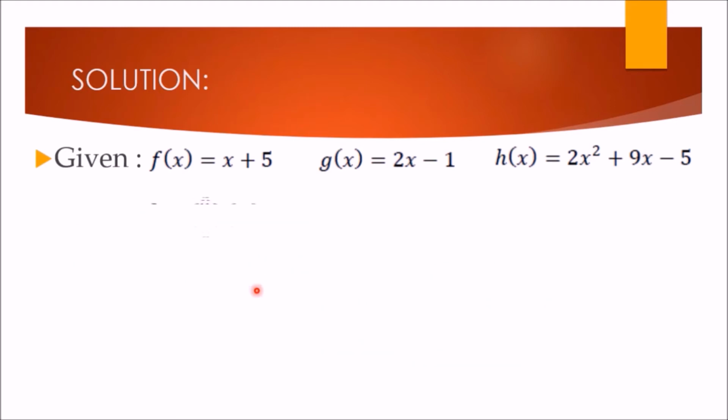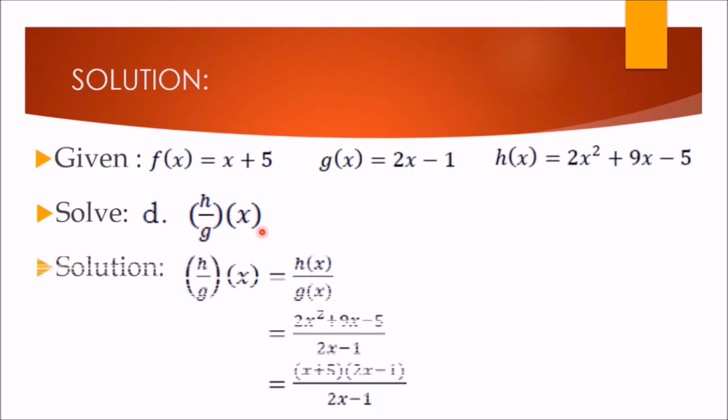Okay, let's continue. Letter D, h over g of x. We will be using the given notation: h of x is divided by g of x. We copy h of x, that is 2x squared plus 9x minus 5, and divide it by g of x, 2x minus 1. When we factor 2x squared plus 9x minus 5, it results in x plus 5 times the quantity 2x minus 1. We copy again as the denominator 2x minus 1.